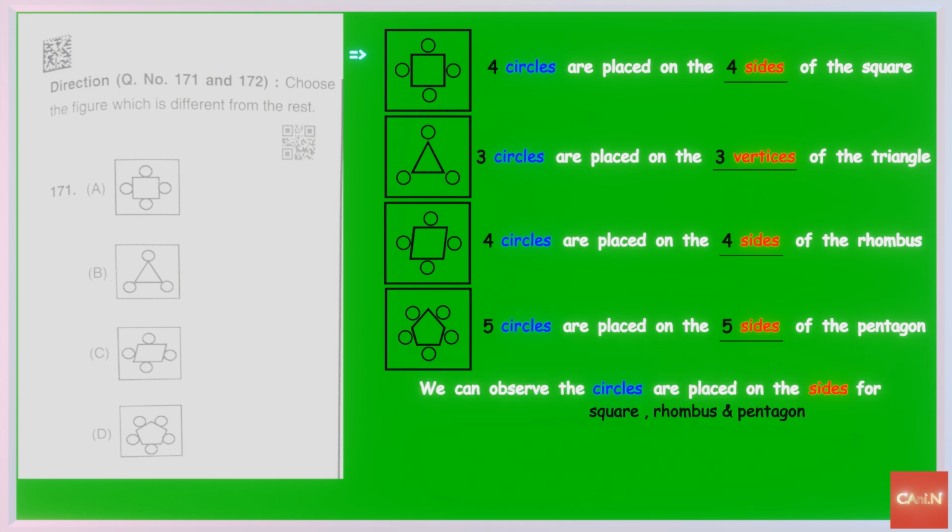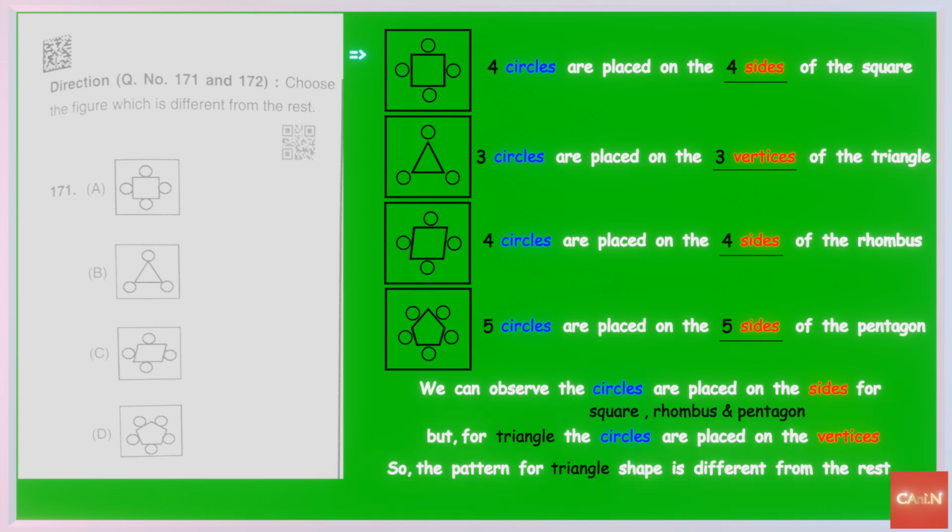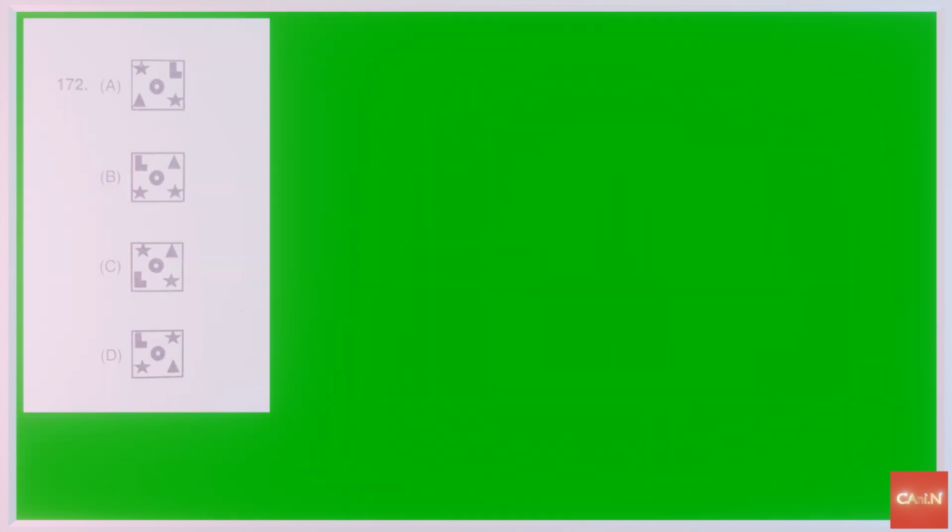We can observe the circles are placed on the sides for square, rhombus, and pentagon. But for triangle, the circles are placed on the vertices. So the pattern for triangle shape is different from the rest. Hence, answer is option B.